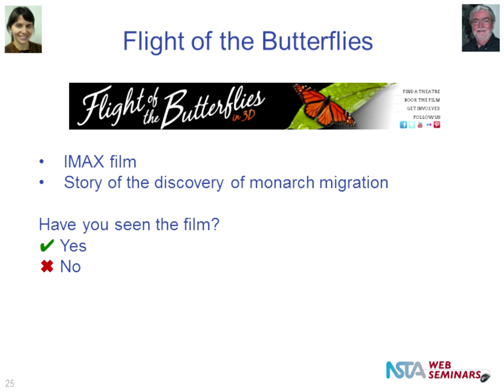We are at the Maryland Science Center here in Baltimore. We've been working with a film production team in Canada called SK Films, and they've recently produced an IMAX film called Flight of the Butterflies, which is available in both 3D and 2D. And we are the educational development team for that film. The film came out October 1st, 2012.